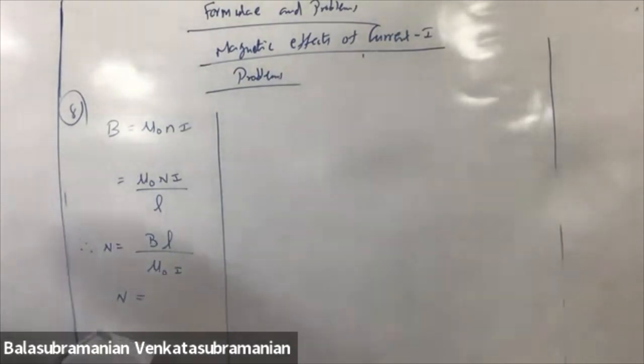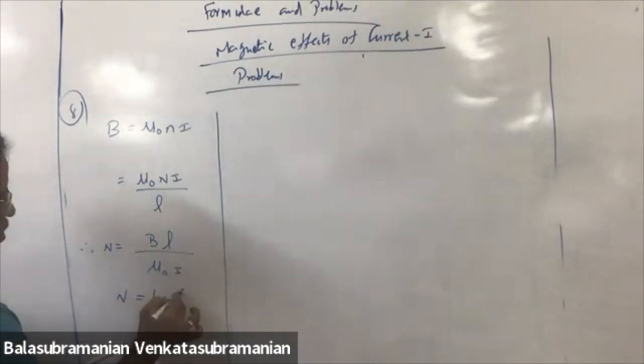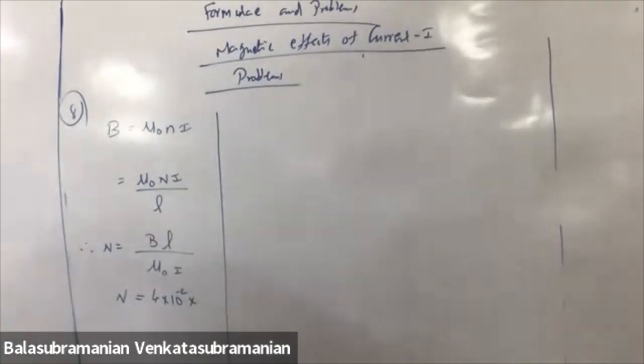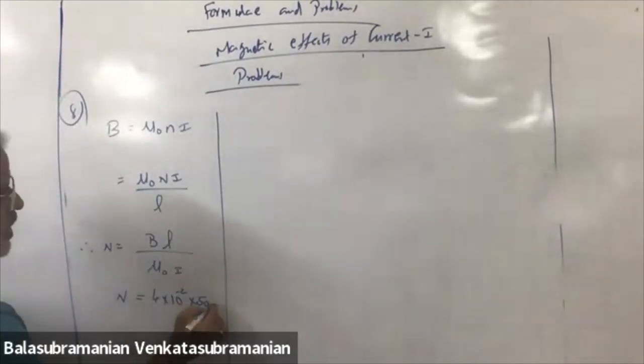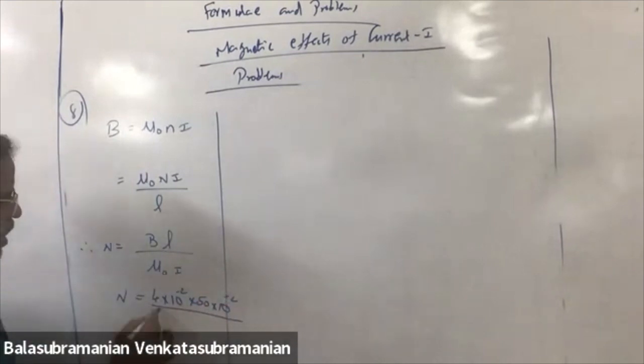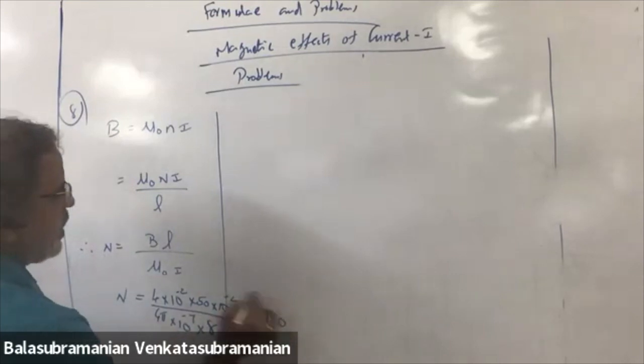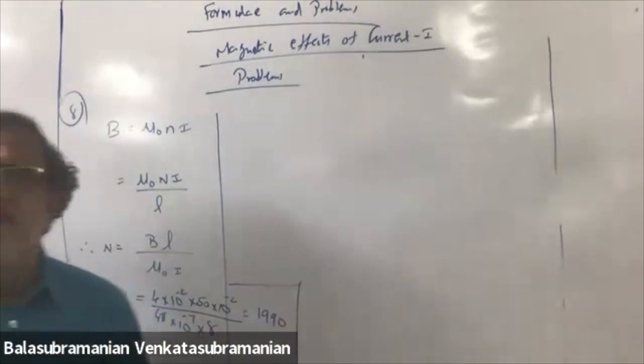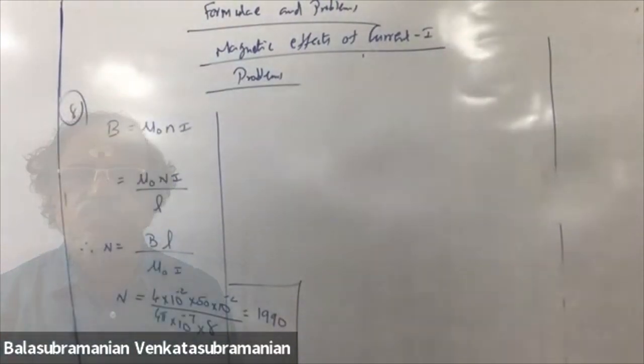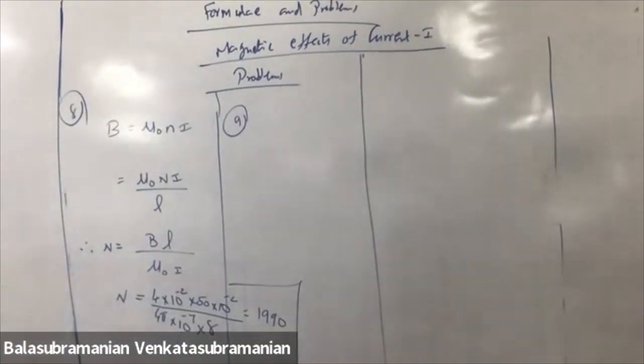Magnetic induction 4 into 10 power minus 2. Length given as 50 centimeter: 50 into 10 power minus 2, divided by 4 pi into 10 power minus 7. Current given here is 8 ampere. That is 1990 turns. Ninth one: a solenoid 2 meter long, 3 centimeter in diameter. It has 5 layers of winding of 1000 turns each. It carries a current of 5 ampere. What is the magnetic field at the center?